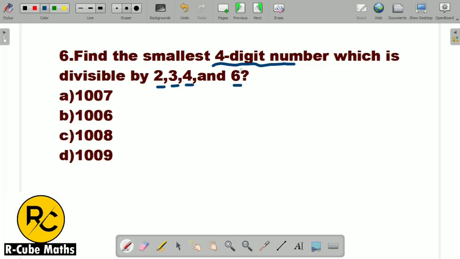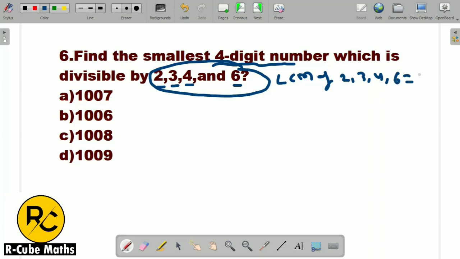The smallest number which is exactly divisible by 2, 3, 4 and 6 is also divisible by their LCM. The LCM of 2, 3, 4 and 6 is 12. All are factors of 12. So now we have to find the smallest 4-digit number that is exactly divisible by 12.